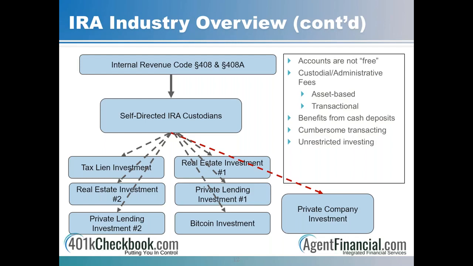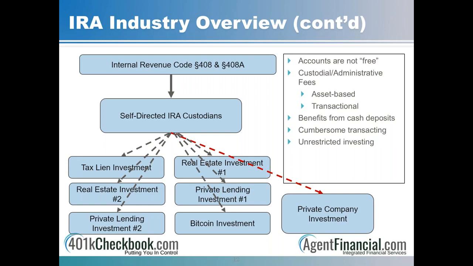But without checkbook control, here's what happens. When you want to buy your real estate asset with the custodian, you've got to have the custodian process the paperwork. Now, custodians have different fee structures. You can have asset-based fees, meaning some custodians charge you a percentage of the value of your assets. They all have transactional fees. So anytime something has to happen for your account, you get a fee.